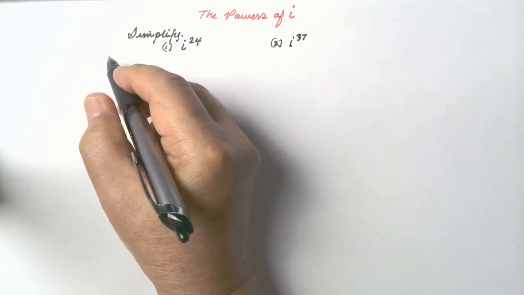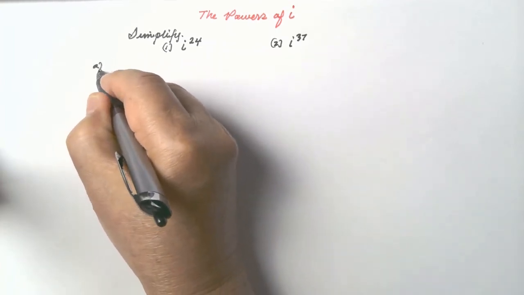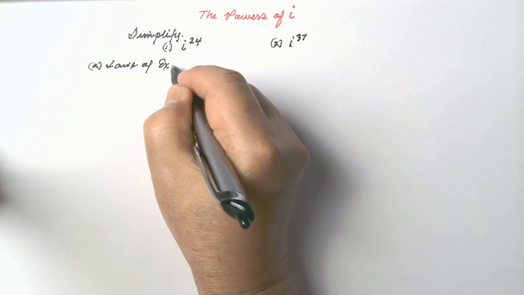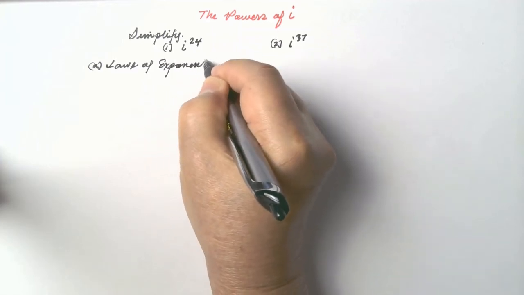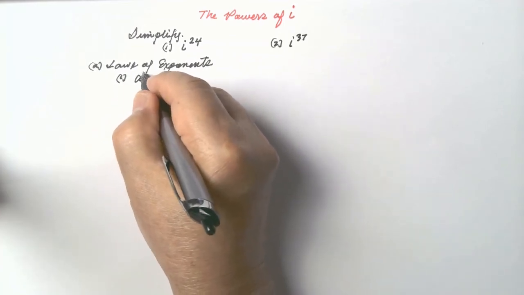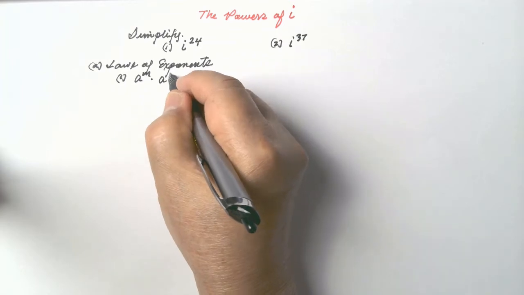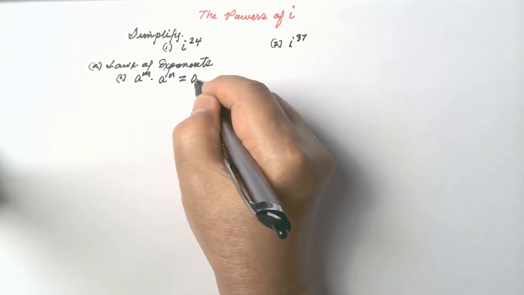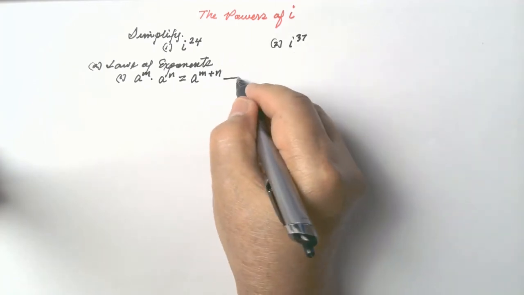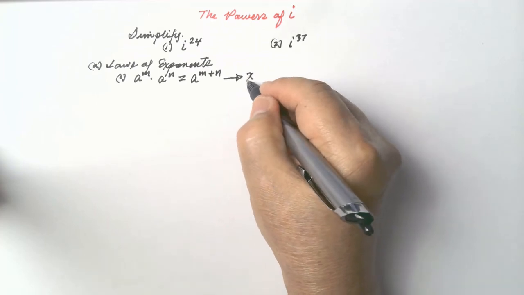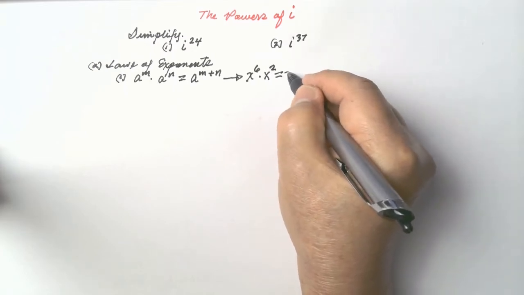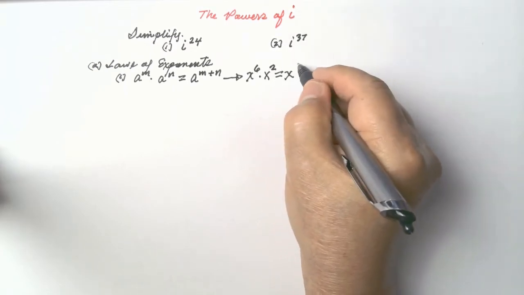First, we should know these laws of exponents. A raised to m times a raised to n is equal to a raised to m plus n. For example, x raised to the exponent of 6 times x raised to the exponent of 2 is equal to x raised to 6 plus 2, which is 8.